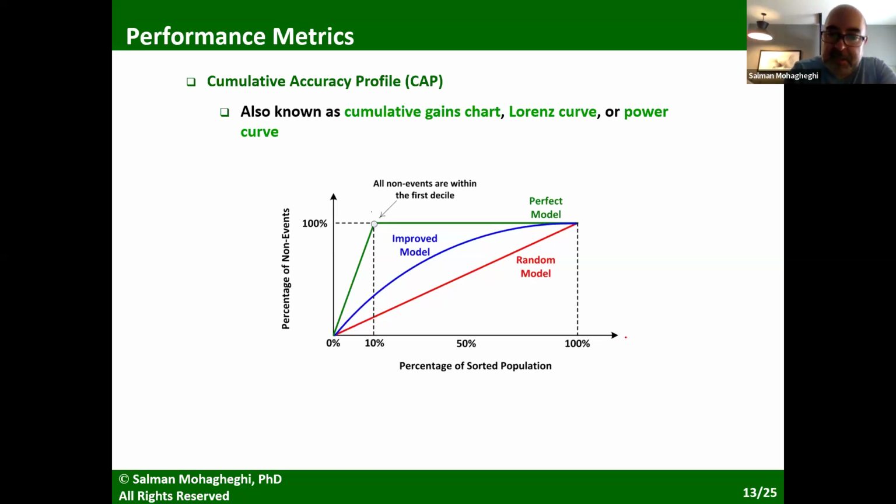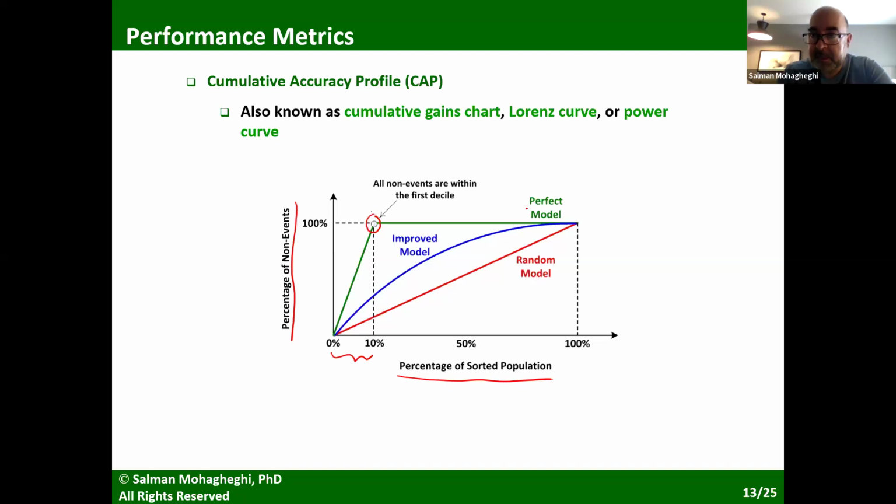So what I do is I plot the percentage of non-events against the percentage of sorted population. In that example, the first 10% of the scores basically includes the entire 100% of non-events. And if you look at other deciles, there are no additional non-events anymore. This is a perfect model.